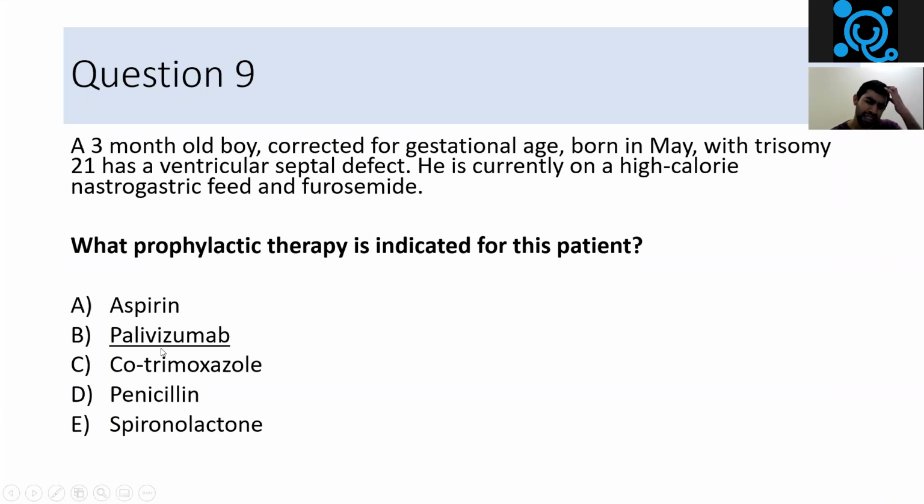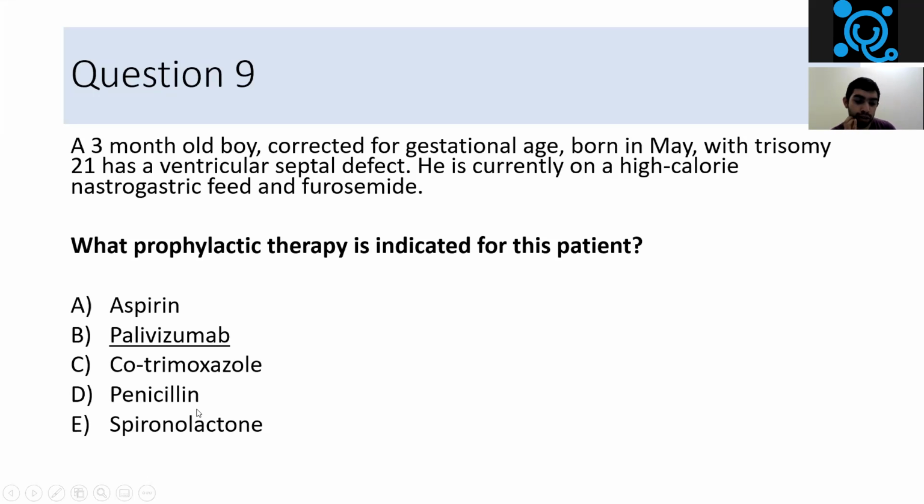Now, aspirin is what we use mainly in adults for ischemia and ischemic-related heart disease. We don't use it in children that often. The main time we use aspirin in children is in the context of Kawasaki disease.